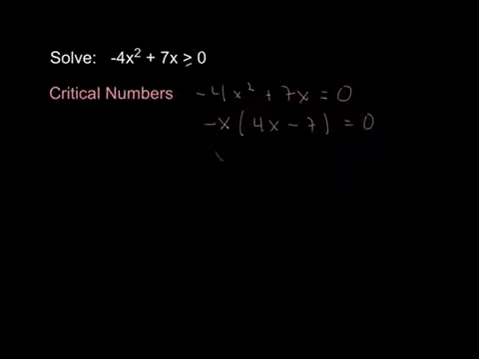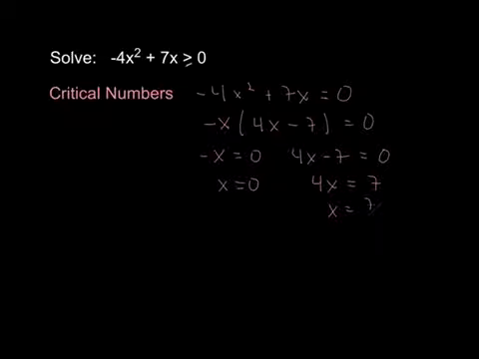So setting the two pieces equal to 0, negative x equals 0 is just going to be x equals 0. And then setting 4x minus 7 equal to 0 is going to give me, if I add the 7 to both sides, 4x equals 7, divide by 4, and we get 7/4. So there we go. We have our two critical numbers, x equals 0 and x equals 7/4.